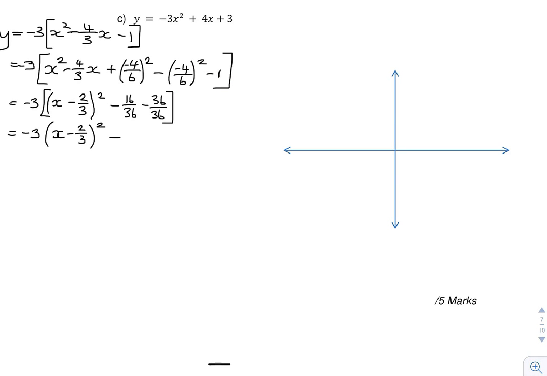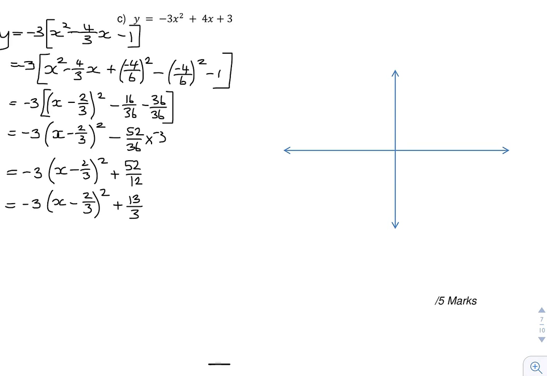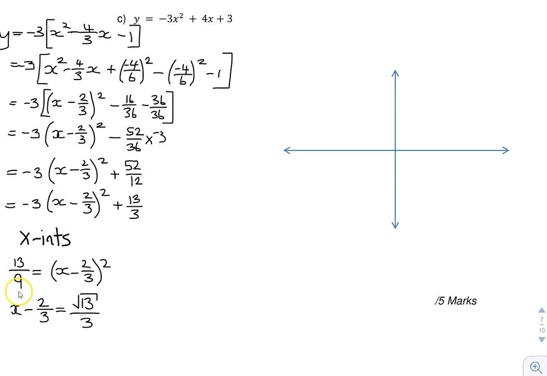Expanding that negative 3 into this, I will get negative 52 on 36 and times it by negative 3, giving me an answer of negative 3 x minus 2/3 squared plus 52 on 12. Simplifying that fraction to 13 on 3. Our x-intercepts are found by solving that complete the square. So moving the 13 on 3 across and dividing by 3 gives us the 9 here.